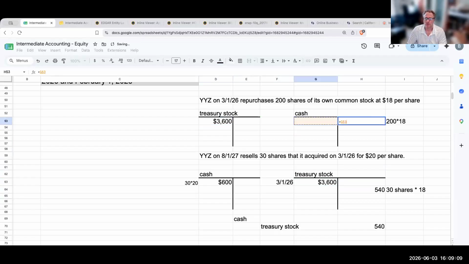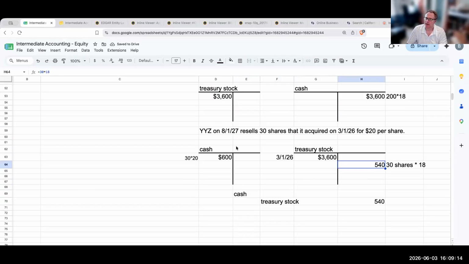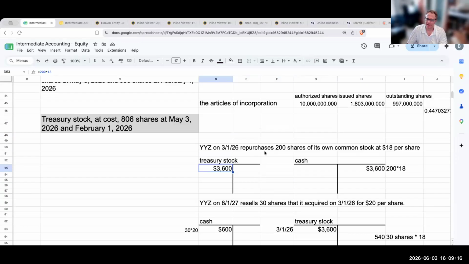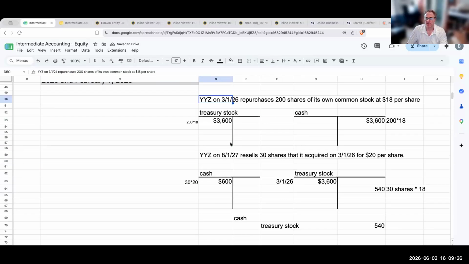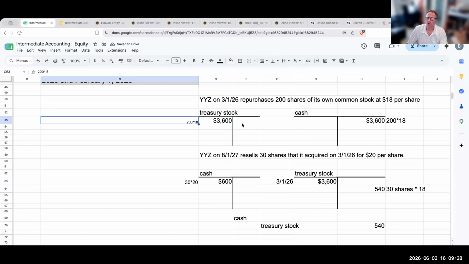Sorry, this is wrong. Okay. So as I'm coming up, sorry about that. I basically made an addition slip up. It's my fault. This should be 200 times 18. And we all make mistakes. So let's go back to this. I repurchased 200 shares of my own common stock at $18 per share. 200 times 18 is $3,600.